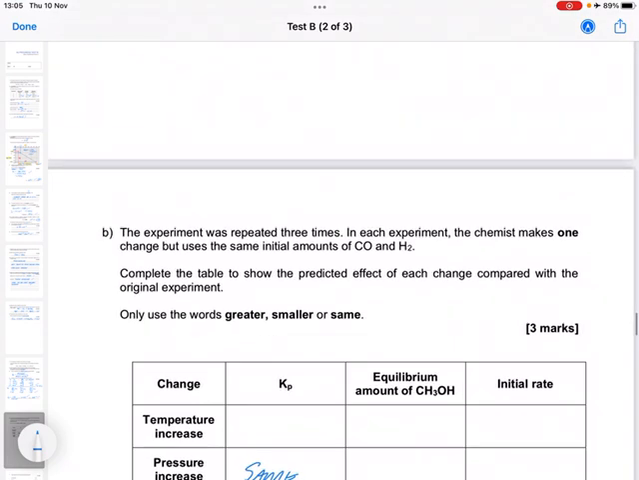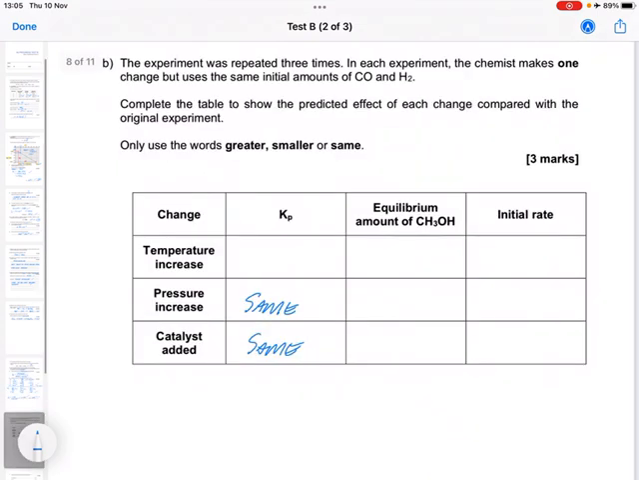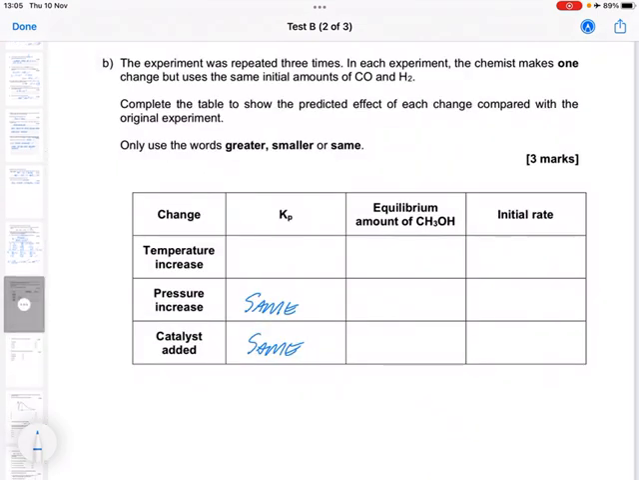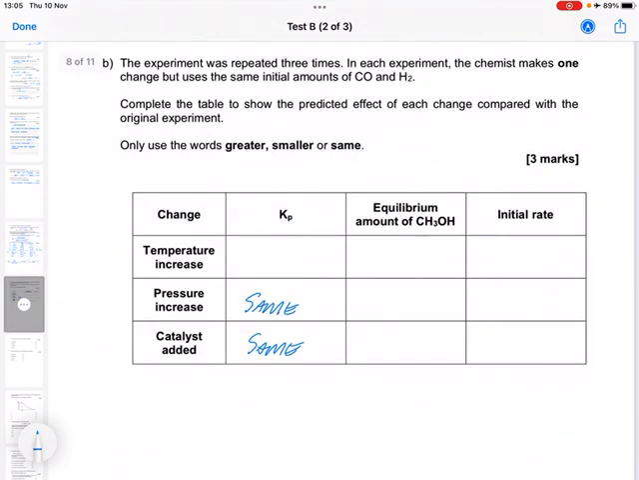So let's go back to the equation. So it is exothermic in that direction. So if I increase the temperature, it's going to go to the endothermic direction. So my reactants will decrease, which means that this will get smaller. Equilibrium amount. So, well, we've just said that this one is getting smaller.